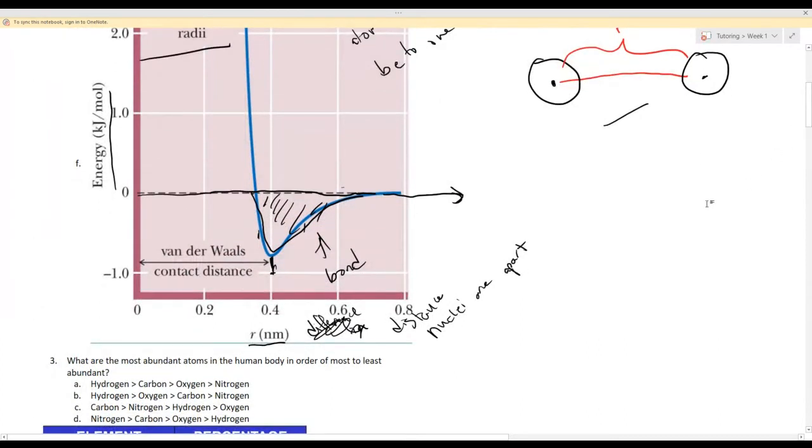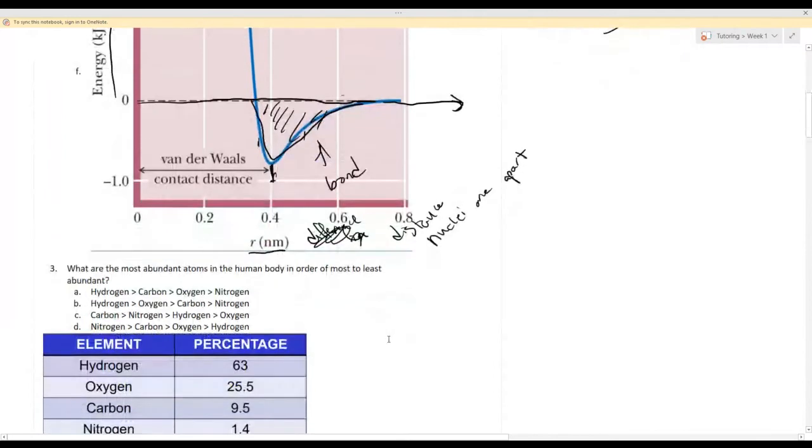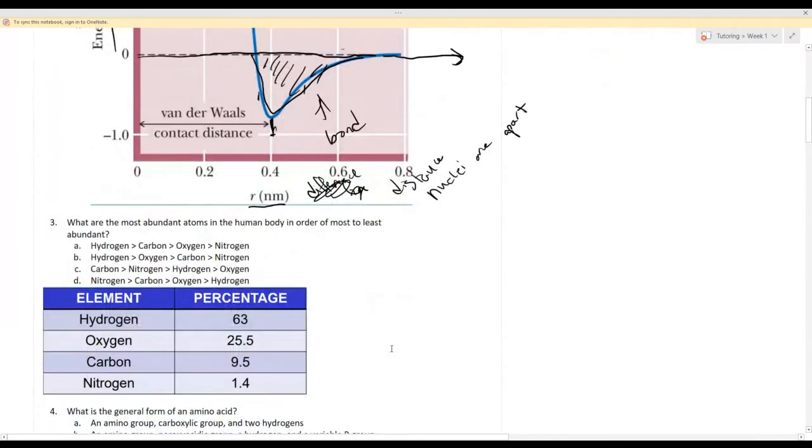So what are the most abundant atoms in the human body in order from most to least abundant? This is something that isn't always asked about. It's something that's interesting to know, and it's something that can be valuable. I've seen it asked before. It's not always asked, so I just wanted to include it to make sure you guys at least saw it.